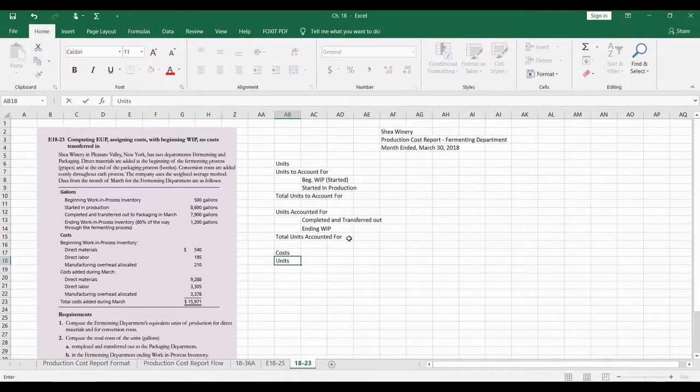Units, costs to account for. Indent, beginning with, started, did I spell that right? ST. In production, total costs to account for.